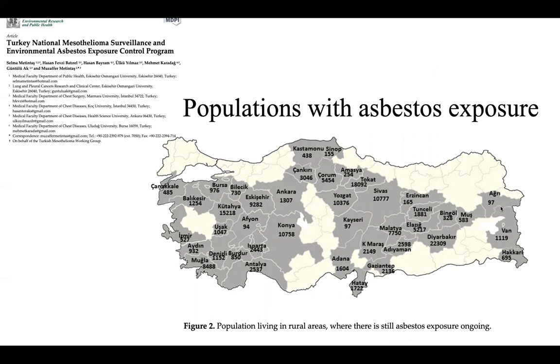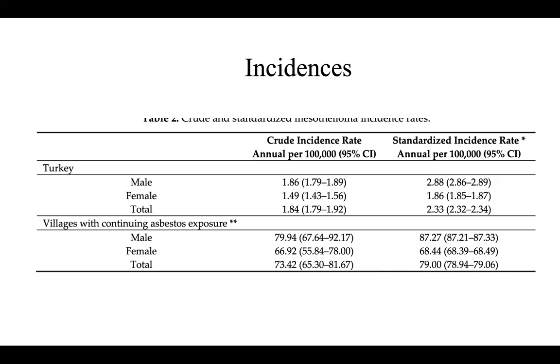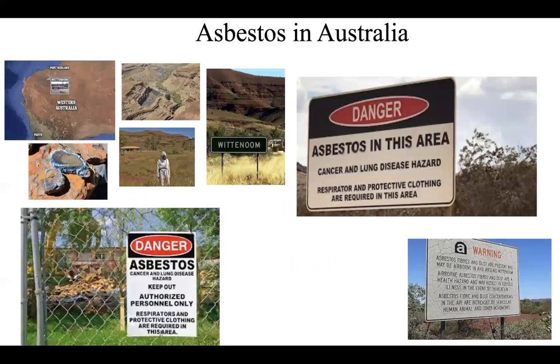As you see here, there are many villages in Turkey in which the people are exposed to asbestos very widely. And when we look at the incidence rates, in normal villages in which there is no asbestos exposure, the incidence is about 2 per 100,000 per year. But in the villages with continuing asbestos exposure, it is 40 times higher, as you see here.